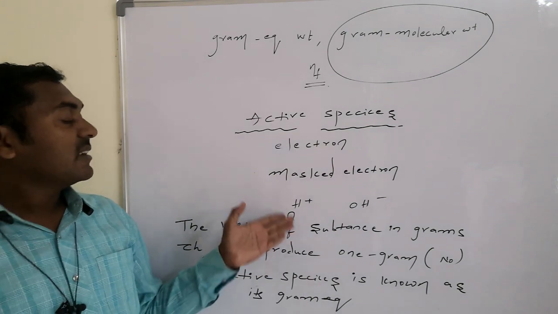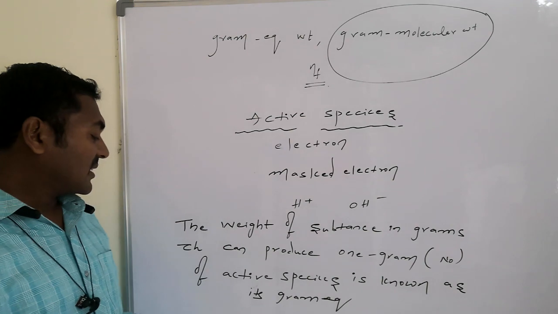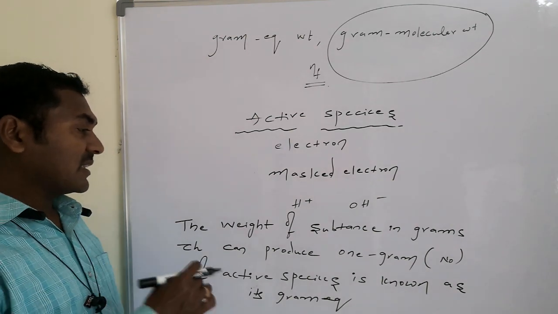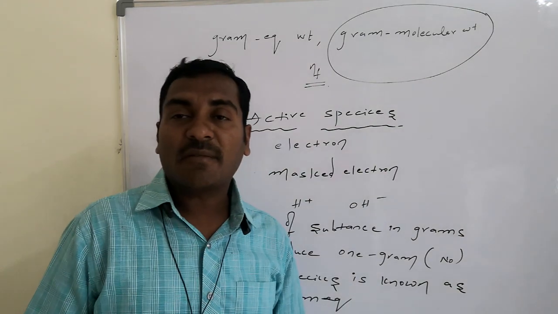That is, electron form is represented here as OH minus. Electron deficiency here is represented in the form of what? H plus ions. That is, the weight of substance in grams which can produce 1 gram, that is Avogadro number of active species, is known as its gram equivalent weight.